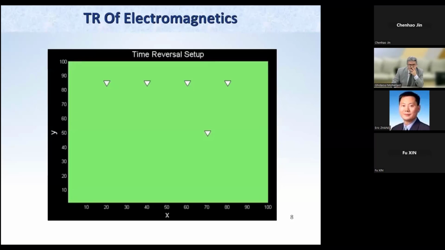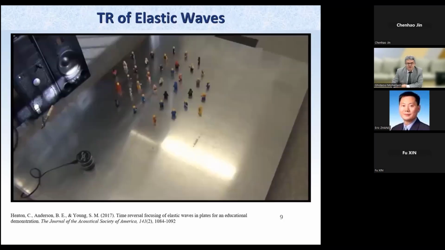Now, this is a video again of time reversal of electromagnetic waves. I'm going to skip this, which means this technology is also used in wireless communication, time reversal.